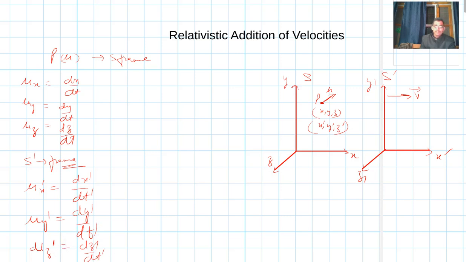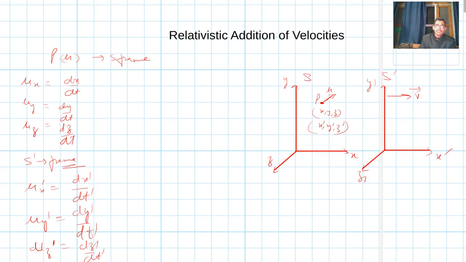Now let us recall the Lorentz transformation. When I recall those, x prime is equal to gamma times x minus vt, and y prime is equal to y and z prime is equal to z, and t prime can be written as gamma times t minus xv over c square.